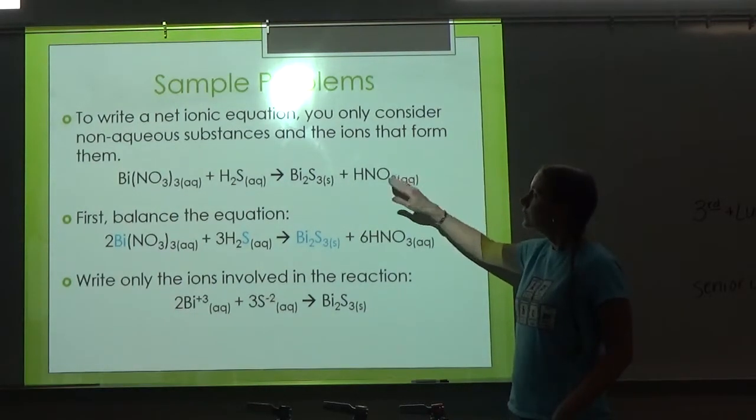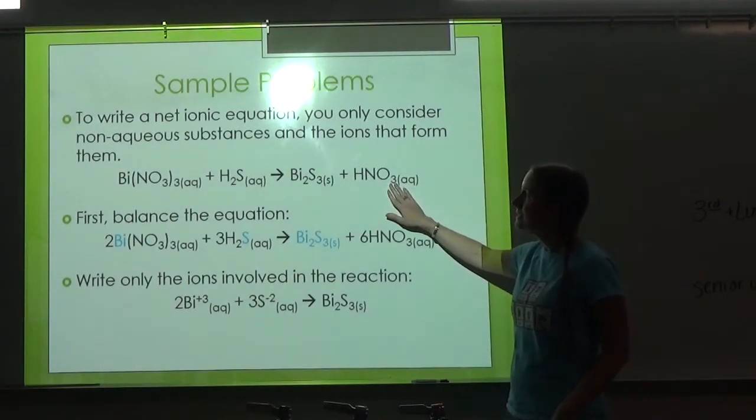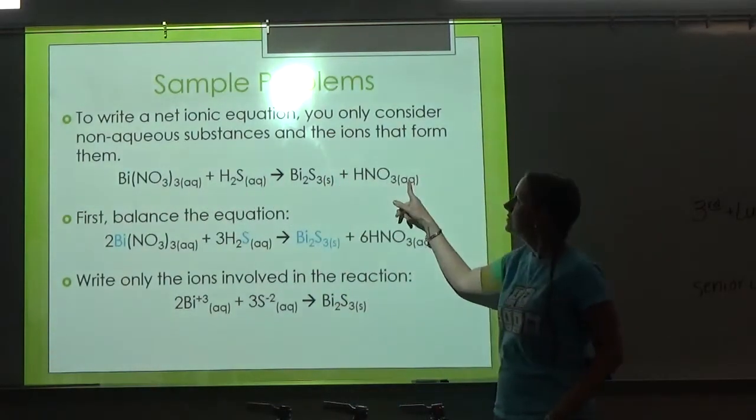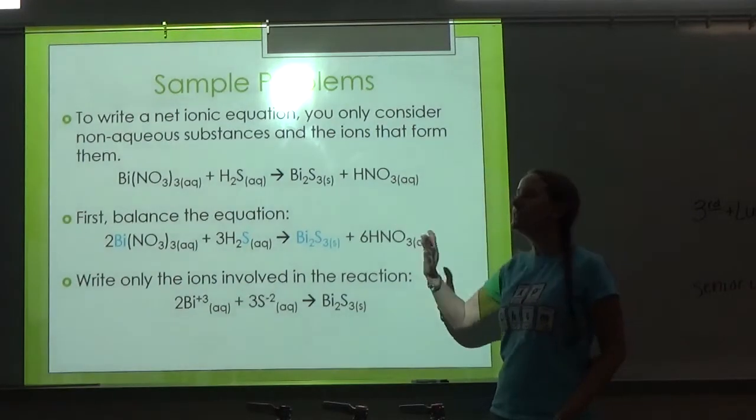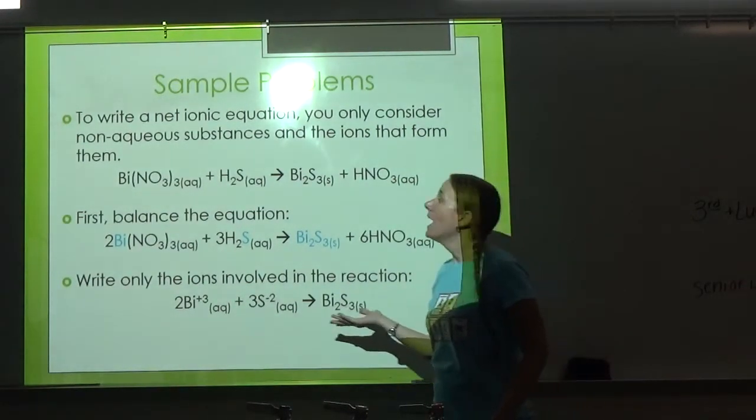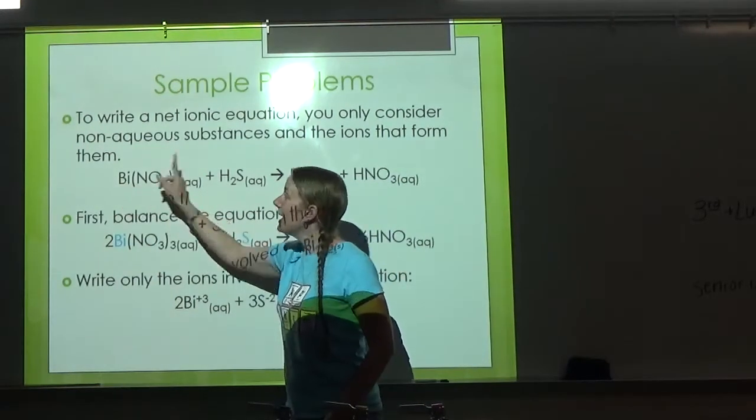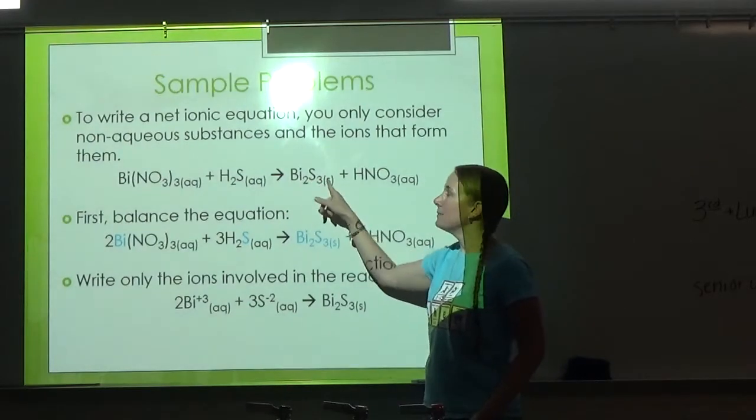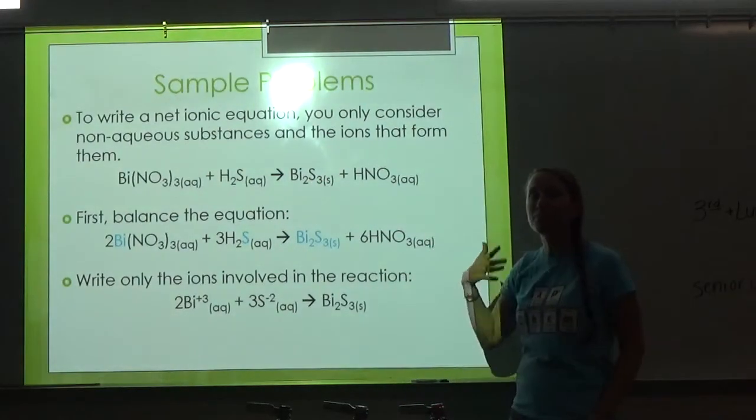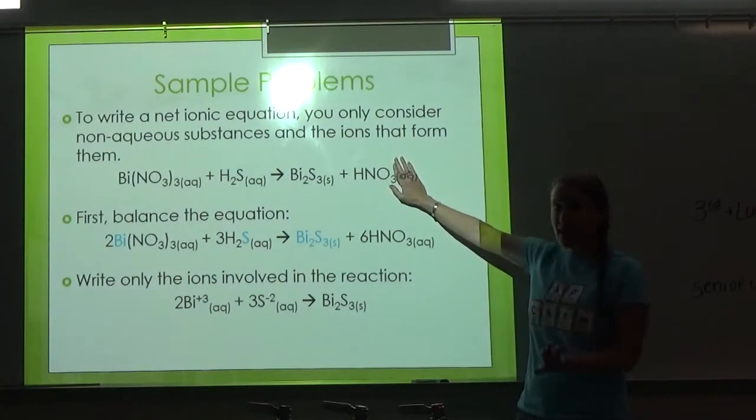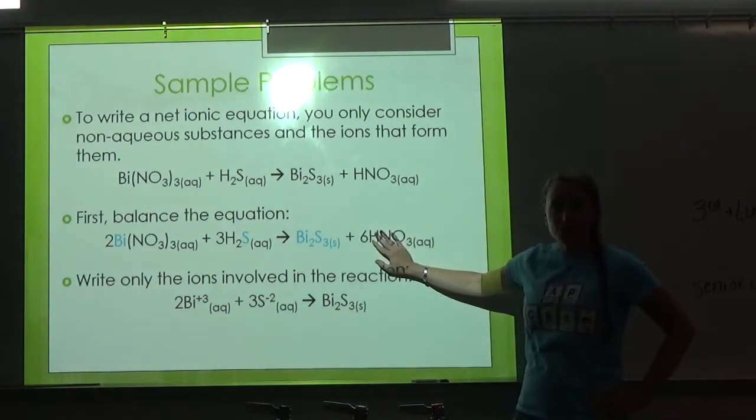I can look at the reaction right here and see that NO3 is aqueous here, and still aqueous here. So just by looking at it, I can see that nitrate didn't do anything in this example. I can look here and see that Bi was aqueous, but now it bonded with sulfur and became a solid. So I can see that bismuth actually did something. But before we get into that, you have to balance your equation first.